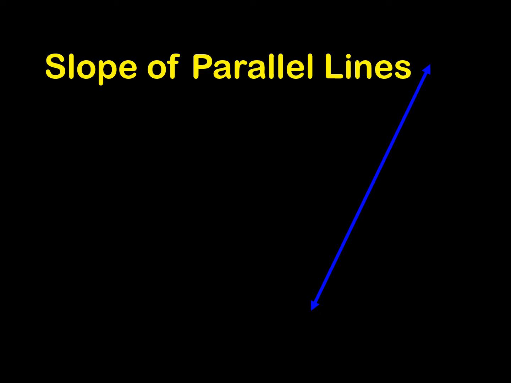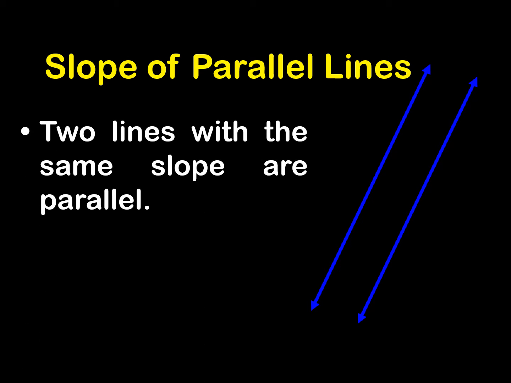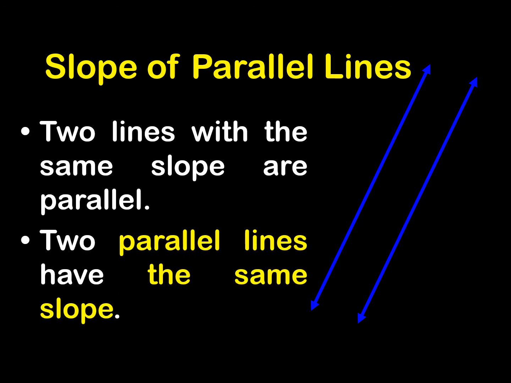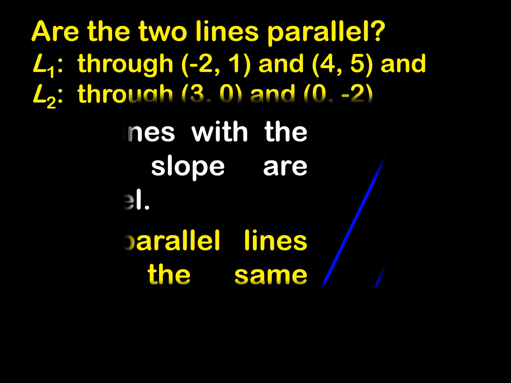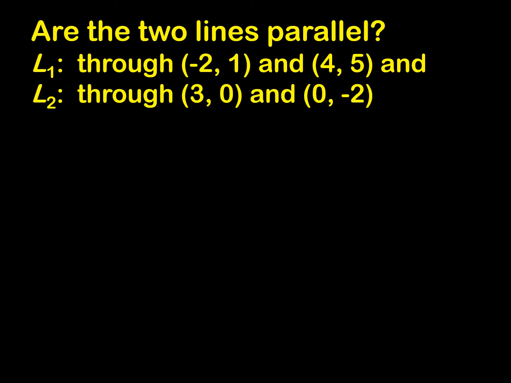Now let us have a quick look at the slope of parallel lines. So remember that two lines with the same slope are parallel. Two parallel lines have the same slope. So if two lines are parallel, they have the same slope. So are the two lines parallel?